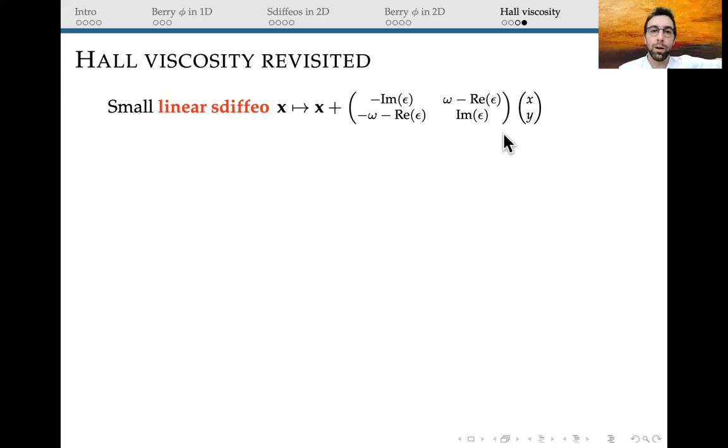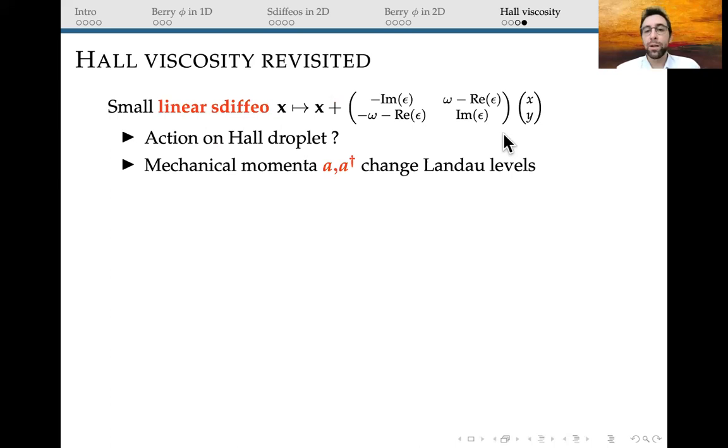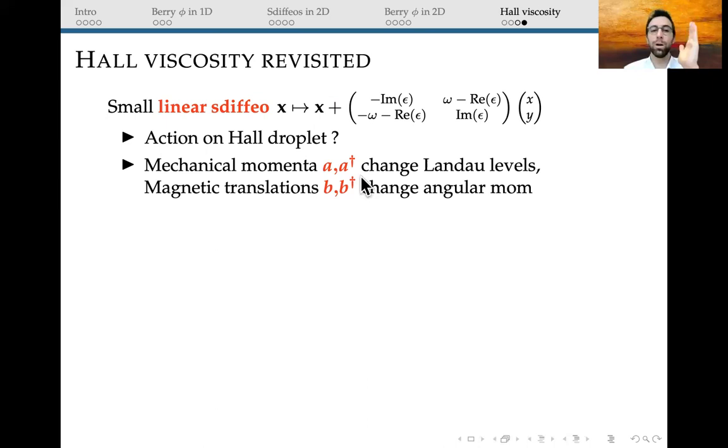In order to explain what this would do, I have to introduce some terminology. I've already introduced mechanical momenta, which are ladder operators for Landau levels. The other operators I haven't talked about yet are magnetic translations, B and B dagger, which are sort of orthogonal to mechanical momenta and which change the angular momentum of states.